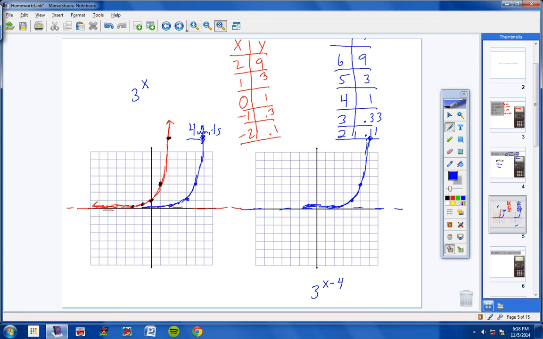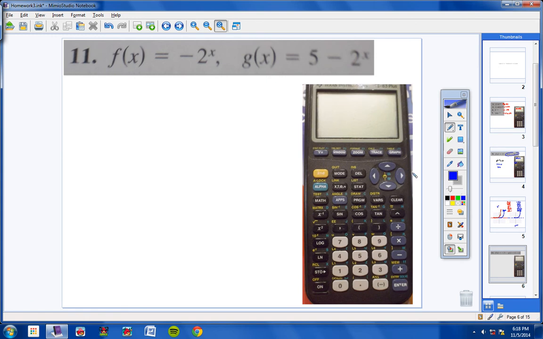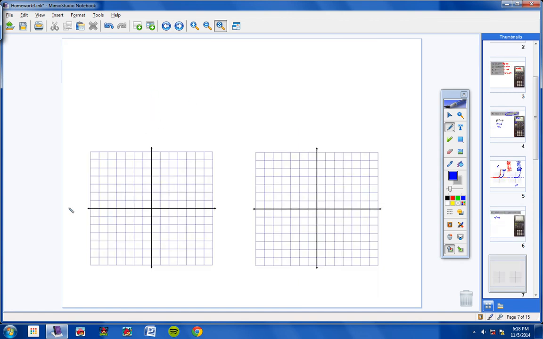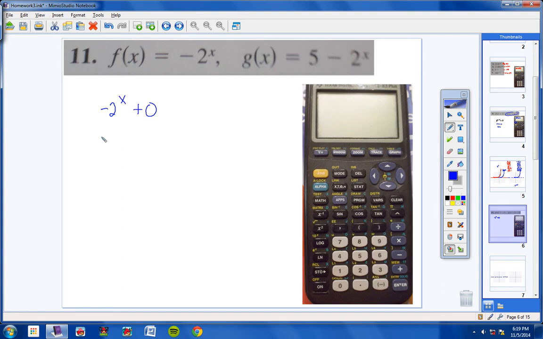All right, number 11. All right, here we go. Let's go ahead and start off with our first one here. Here's our first function, negative 2 to the x plus 0. There's no constant term, so plus 0. So we have a horizontal asymptote at 0. Now, let's take the exponent and set it equal to 0. Nothing to solve, so 0 goes in the middle. So we'll start with 2, 1, 0, -1, -2.